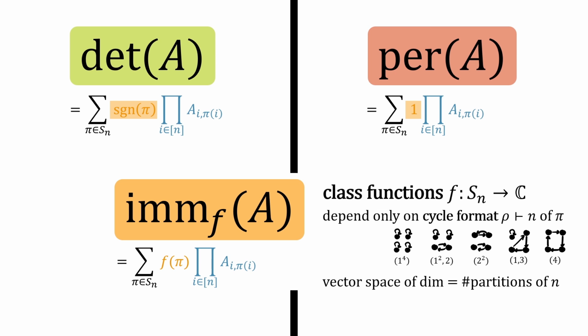And there is a particularly interesting basis, which is given by the so-called irreducible characters of Sn. Very roughly speaking, this is a bit like the Fourier basis for class functions. This basis will be important for us, so let's have a closer look.